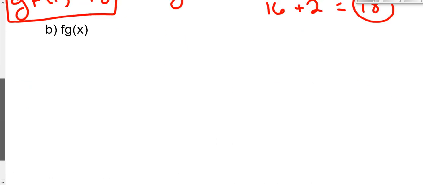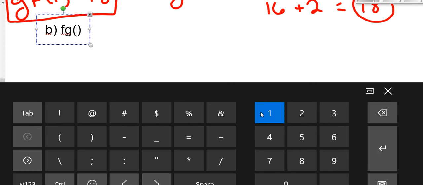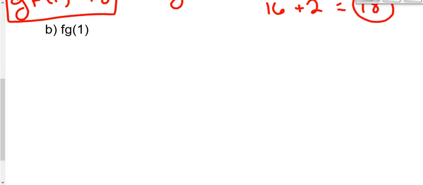This is going to be f of g of... This is supposed to be the number 1. Sorry, I had a typo. I made a boo-boo. We're going to do f of g of 1, not f of g of x. Oops. It's being the worst. Sorry. There we go. All right, fixed it. Everything's fine. So we're going to do f of g of 1.